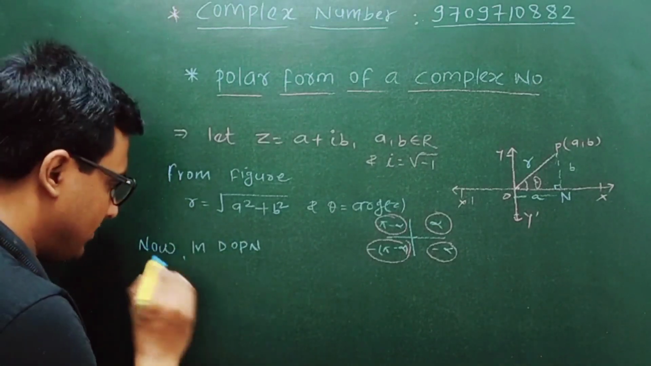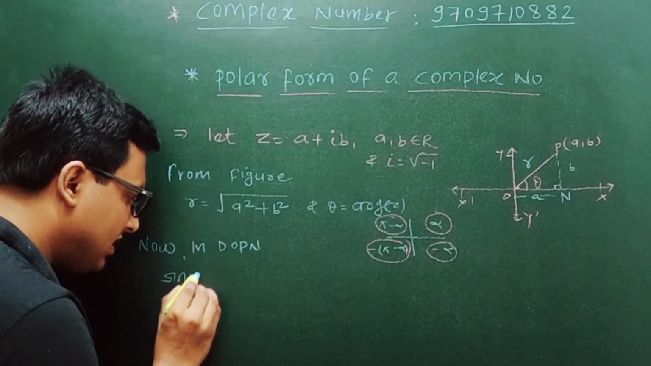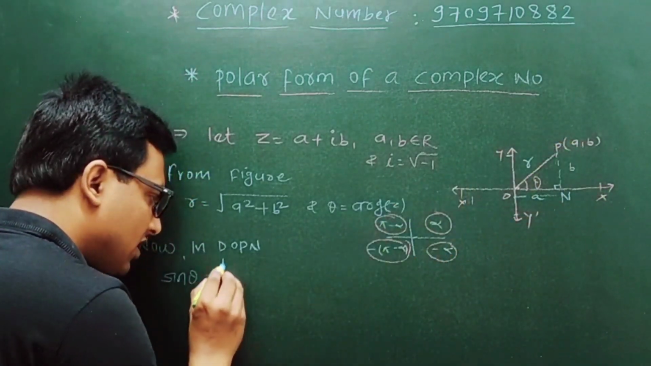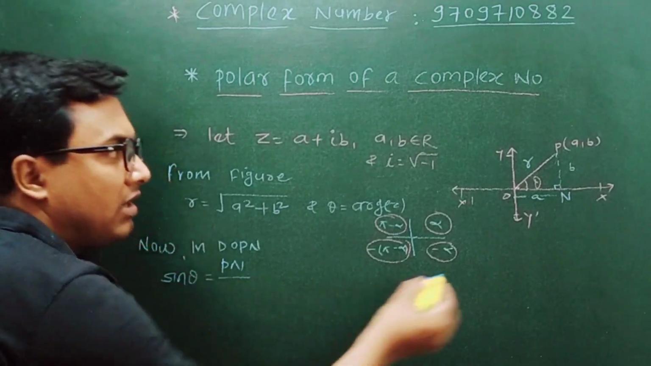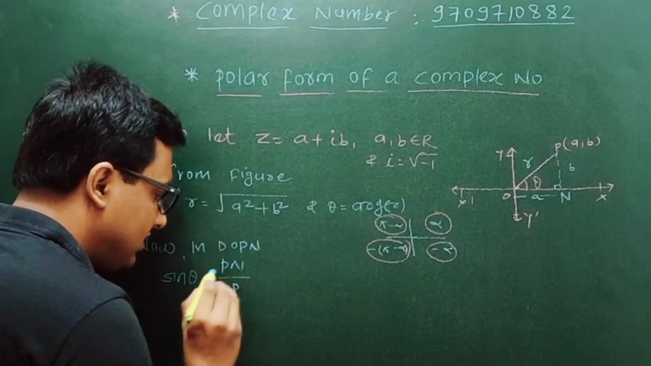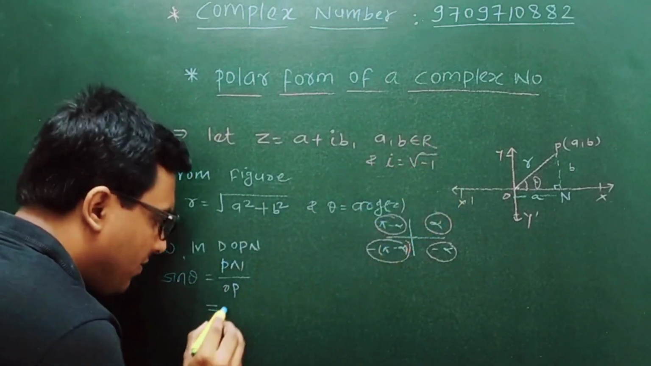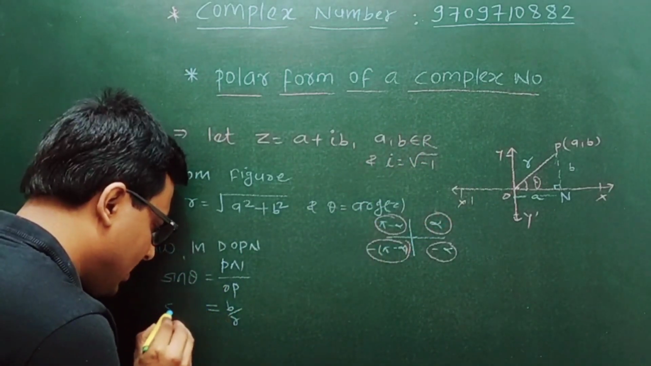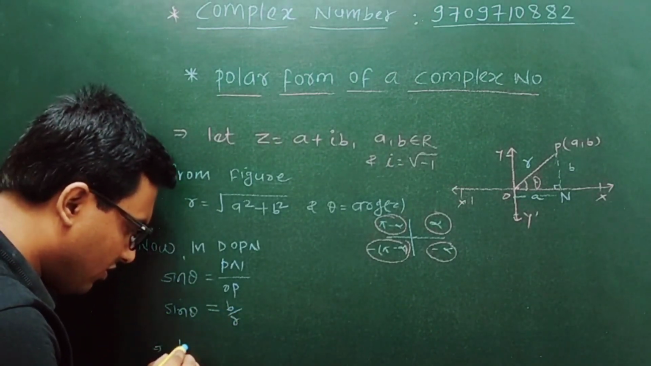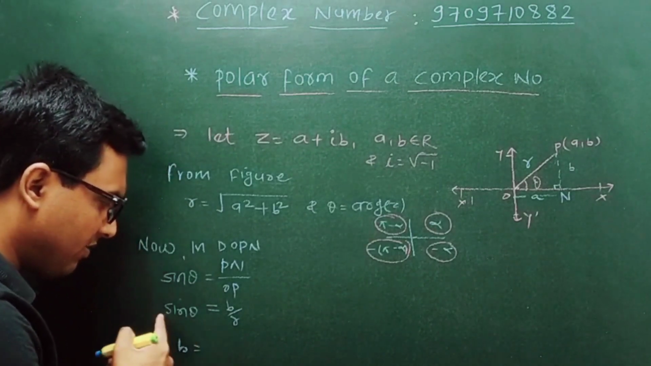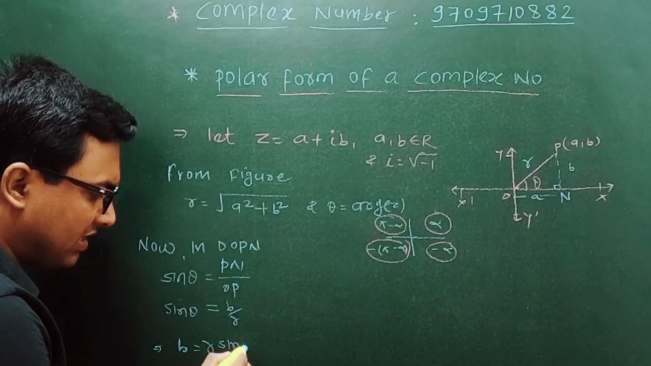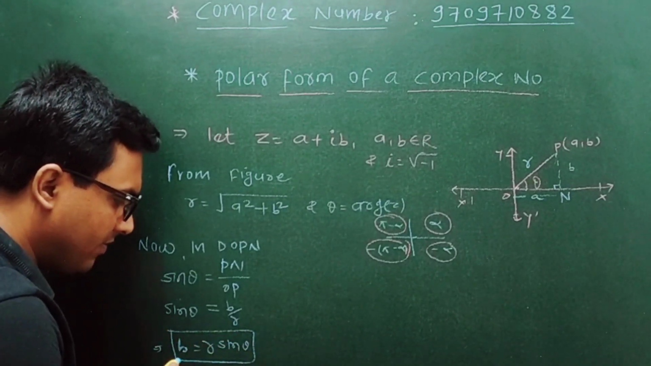Now see here, in triangle OPN, take sine theta. Sine theta is equal to what? Theta is here, so PN is the perpendicular, PN upon hypotenuse OP. That means we get b upon r. Sine theta is equal to b upon r. So b is equal to what? We cross multiply and we get r sine theta. We get the value of b.